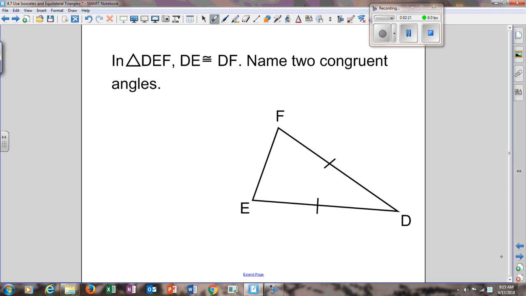In triangle DEF, DE is congruent to DF. Name two congruent angles. Well, these are the legs, and so we have to look at the angles that are opposite those. So that would be angle E and angle F. So you would be able to say that angle E is congruent to angle F.